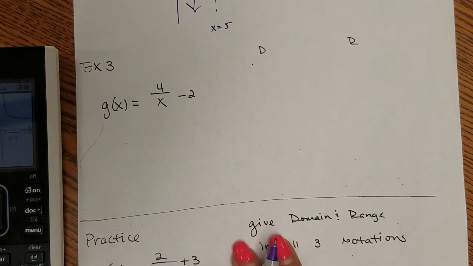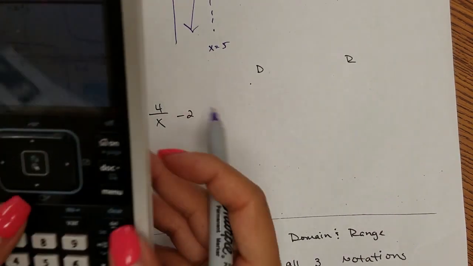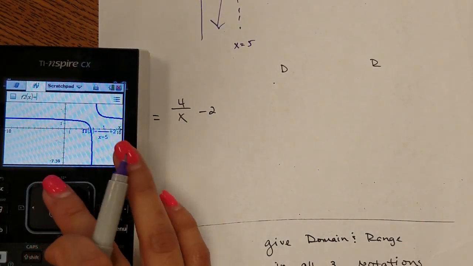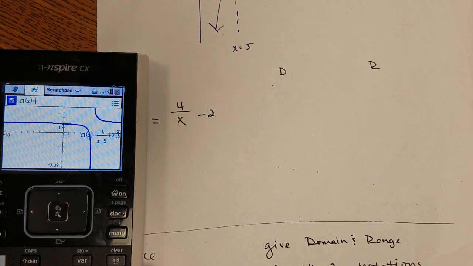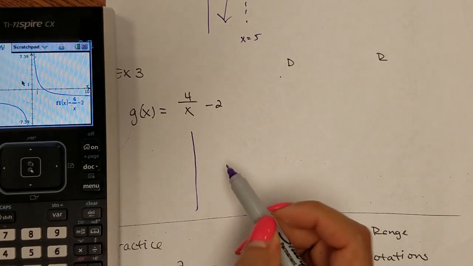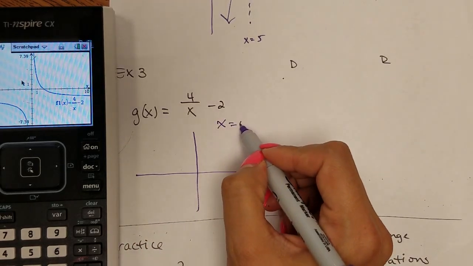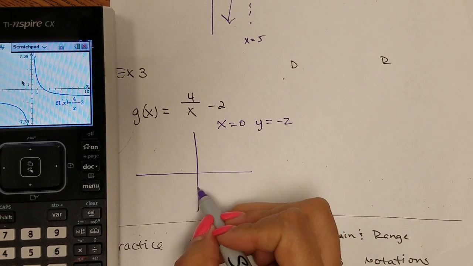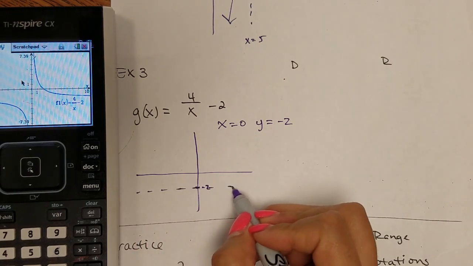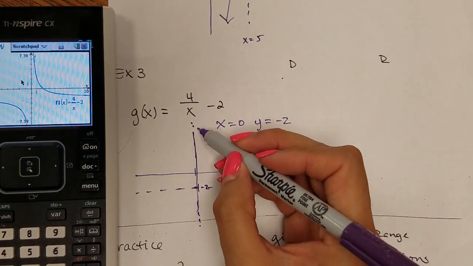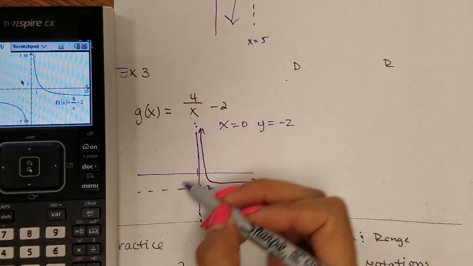Okay, so I have one more. We have 4 over x minus 2. So in our calculator, we have 4 over x minus 2, and we're going to sketch that graph, okay? So you know that we're going to have an asymptote at x equals 0 and y equals negative 2. So at y equals negative 2, we have an asymptote, and at x equals 0, we have an asymptote right over the axis. So we know our graph is going to look something like this.